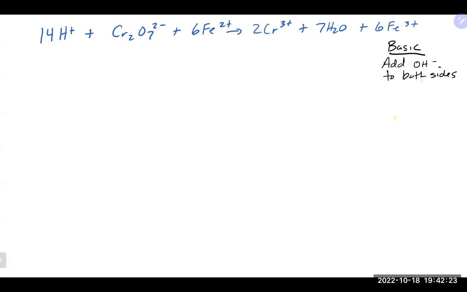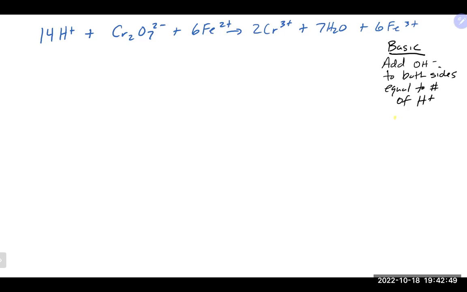And it's going to be equal to the number of H pluses there are. So in this case, we have 14 H pluses in your acidic equation. The way you know it's acidic is it says H plus. That's how you know it's acidic. There will be a certain number of H pluses. You're going to add OH minus to both sides. So let us do that.